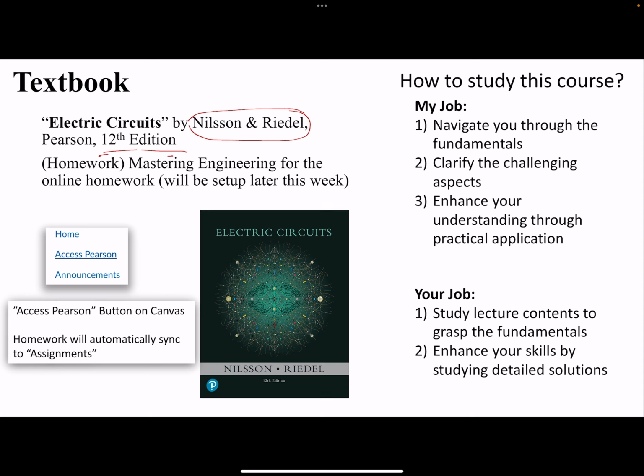Another interesting thing that Pearson provides is called Access Pearson. We will set up an Access Pearson tab on your Canvas page, and essentially you are going to do some of your homework assignments there, which they normally call Mastering Engineering. So you're going to have this capability built in on your Canvas to do these homeworks. If you don't understand what I'm saying right now, don't worry about it. I will send a detailed notification on Canvas on how to do the homework, how to access it, or how to set this up if it is not available on your end. So please stay tuned.